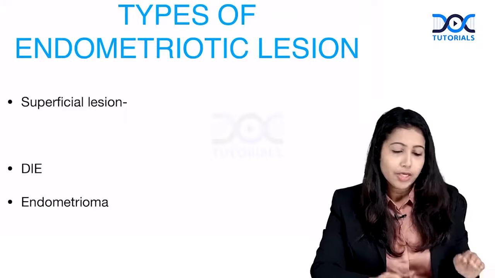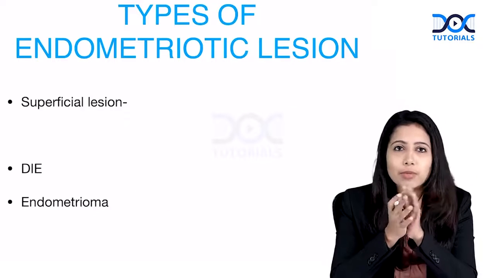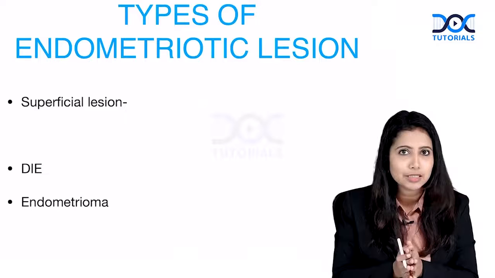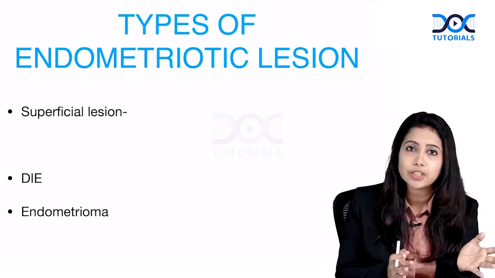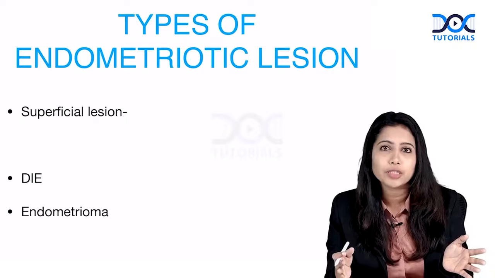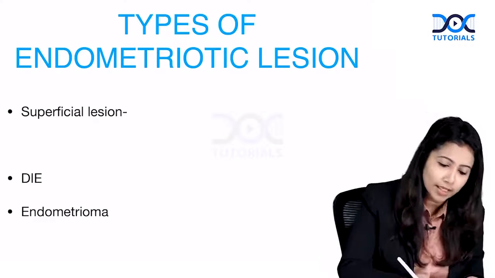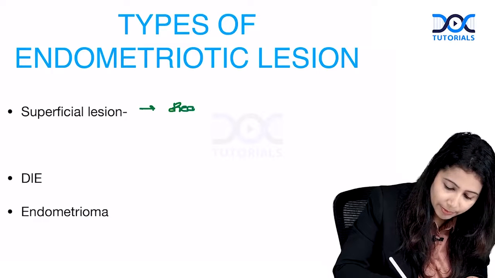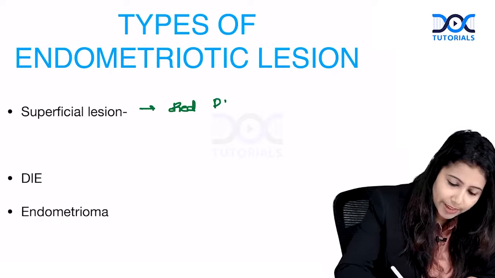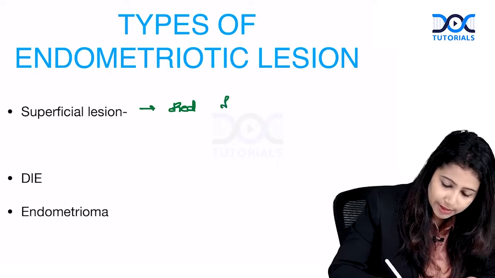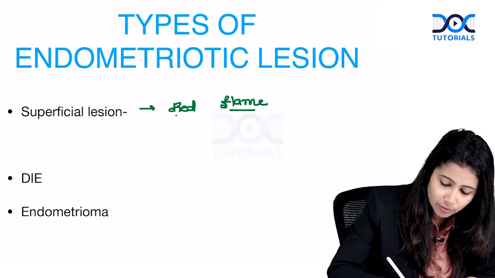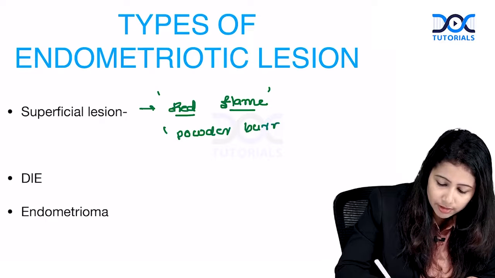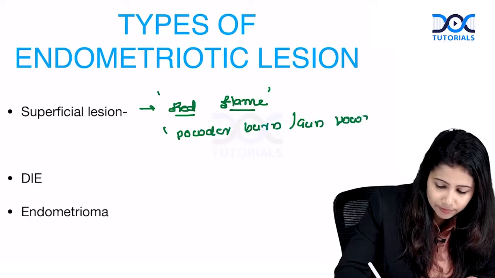Next. Now that we have seen the various laparoscopic images, it will be very easy for you to understand the various types of endometriotic lesions. There are the superficial endometriotic lesions, the deep infiltrating endometriosis, and the endometrioma. As we mentioned, the superficial lesions can be the red petechial dots or red flame lesions. There could also be a powder burn or gunpowder appearance.